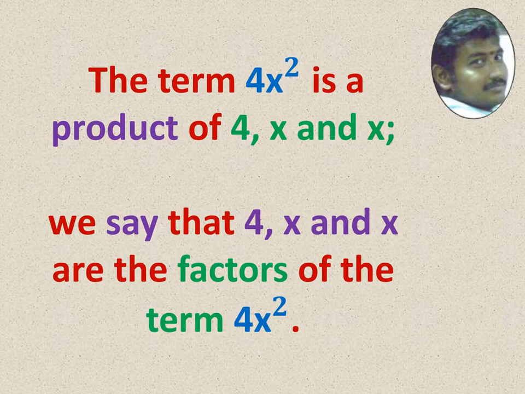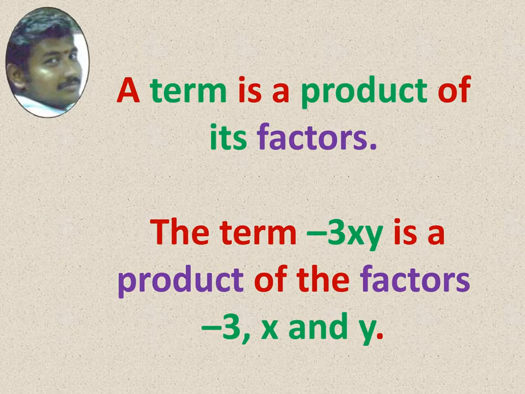The term 4x square is a product of 4x and x. Here we say that 4x and x are the factors of the term 4x square. Altogether 4x square we say is the product, and each one we say is a factor. The term is a product of its factors. The term minus 3xy is a product of the factors minus 3x and y.